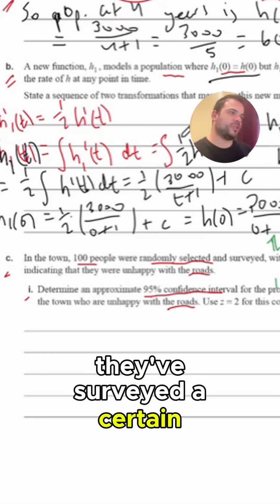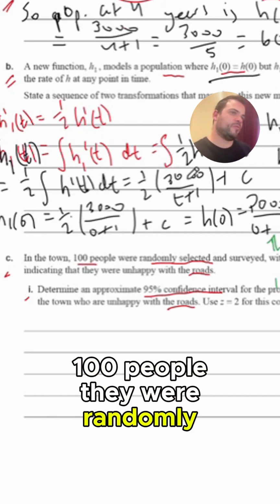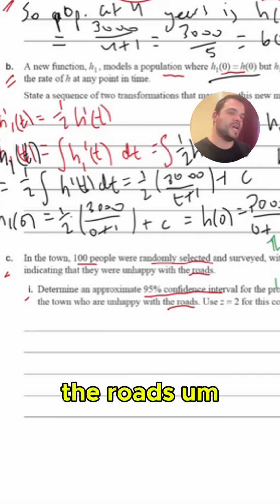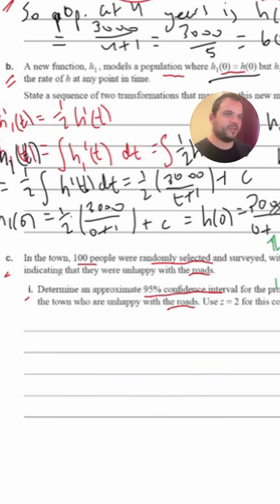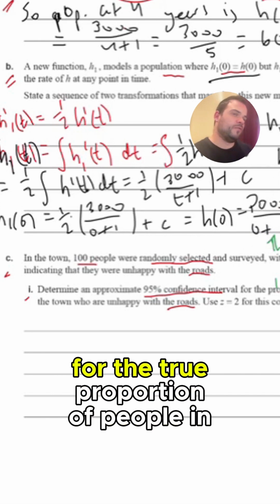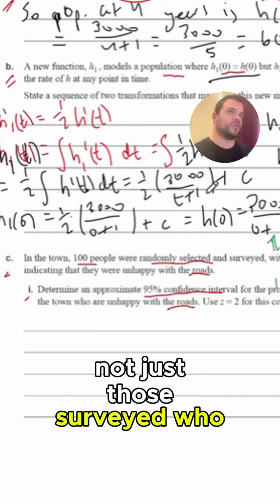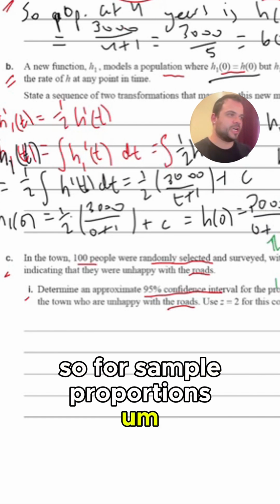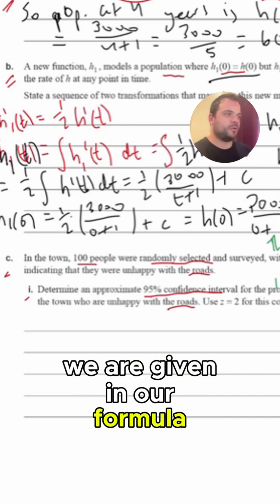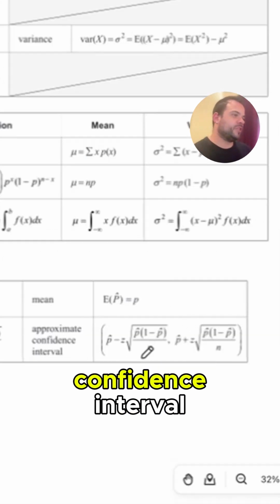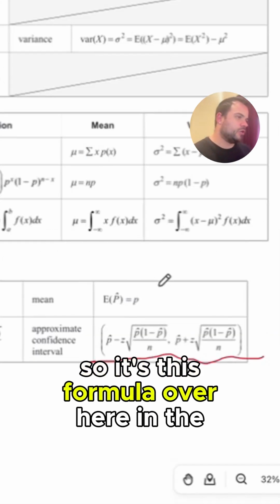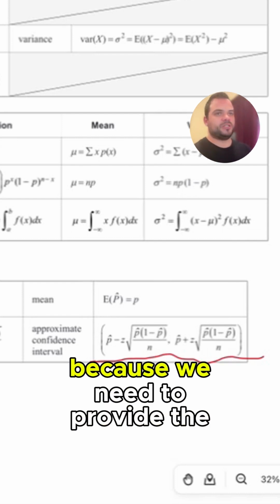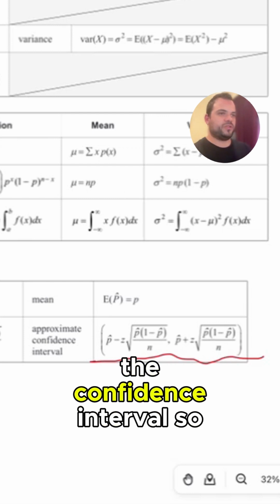They've surveyed a certain number of people, 100 people. They were randomly selected, and then they were asked a yes or no question whether they're happy or unhappy with the roads. And now we're being asked for a 95% confidence interval for the true proportion of people in the whole town, not just those surveyed, who are unhappy with the roads. For sample proportions, we are given in our formula sheet the formula for an approximate confidence interval. So it's this formula over here in the formula sheet, and we obviously need to use that because we need to provide the confidence interval.